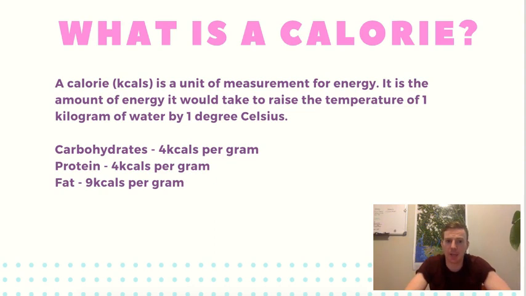Within that framework of calories being energy, there are differences between carbohydrates, proteins, and fats. Carbohydrates contain 4 calories per gram, so if you eat 50 grams of carbohydrates, that's 200 calories. Protein is 4 calories per gram as well, so 50 grams of protein is 200 calories. But fat is 9 calories per gram, so 50 grams of fat is 450 calories. Fat contains more than double the energy per gram of carbohydrates or proteins.